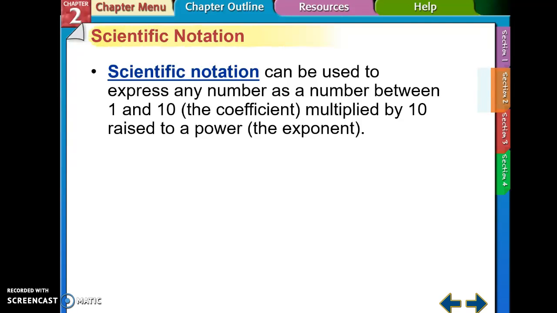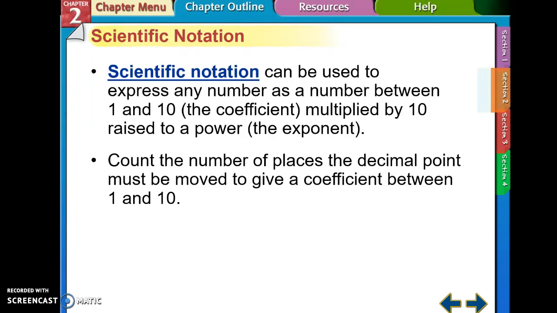So scientific notation is something that you hopefully know about from your math classes. But remember that scientific notation can be used to express any number, no matter how big or how small, as a number between 1 and 10, multiplied by a number raised to a power. So the big number is called a coefficient, and the little number, the power, is the exponent. So you count the number of places between the decimal point and where it needs to be to give a coefficient between 1 and 10.